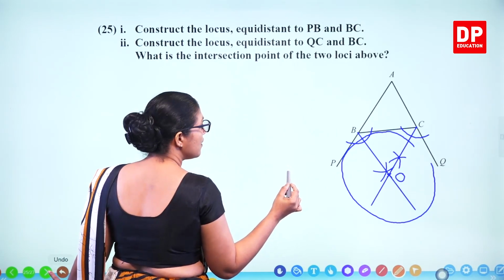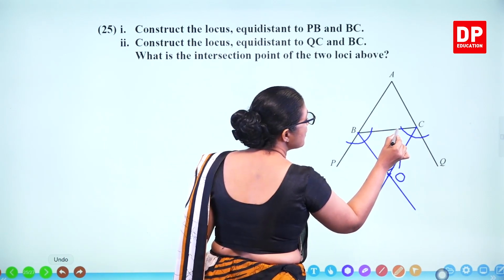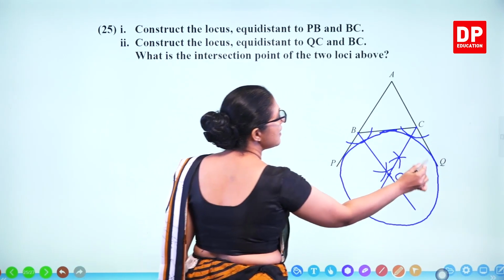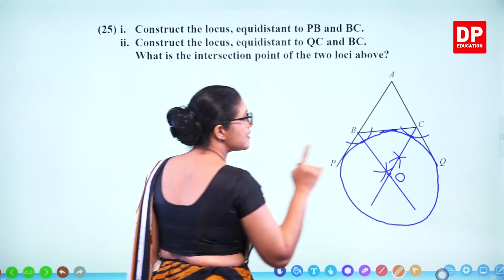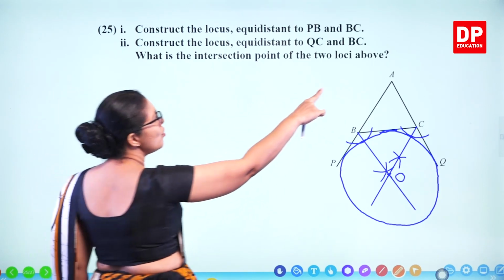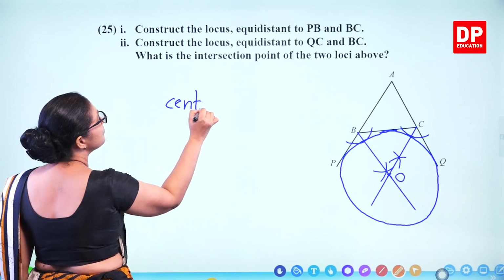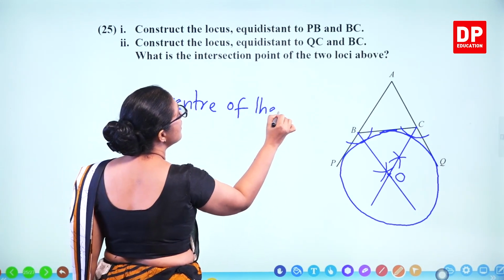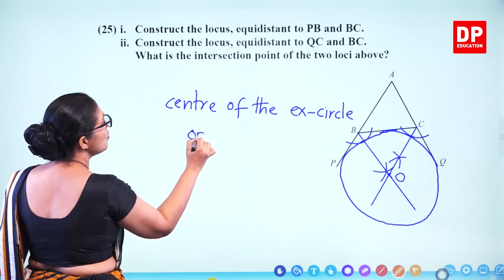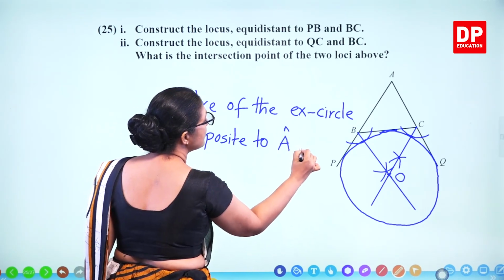So when you draw the circle, it touches all three sides. So that's the center point of the excircle, opposite to the A point. So we can write: what is the intersection point? Center of the excircle opposite to angle A.